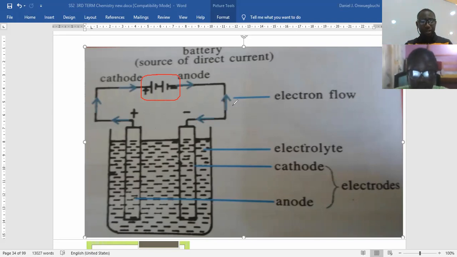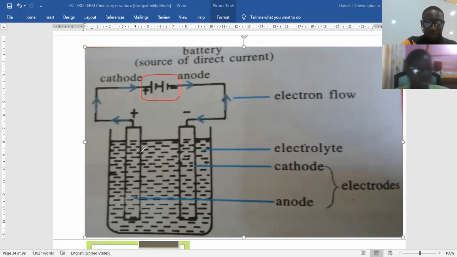Why? Because of the law of magnetism, like poles repel and unlike poles attract. So definitely, it's going to attract positive ions. And the positive ions will be called cations. And the positive anode will attract negative ions, and the negative ions are called anions.